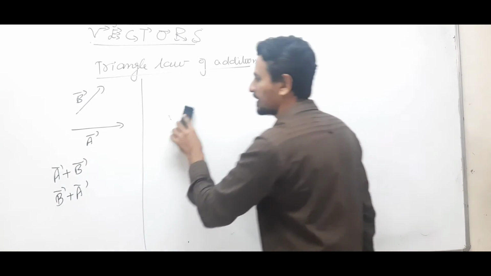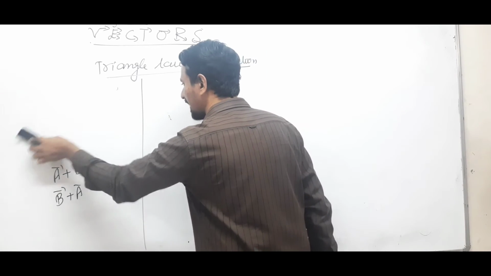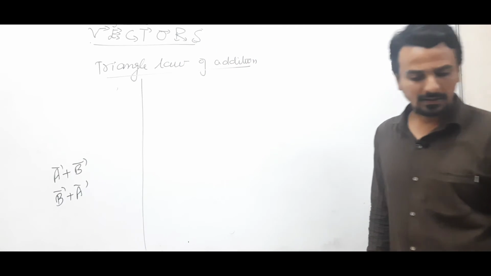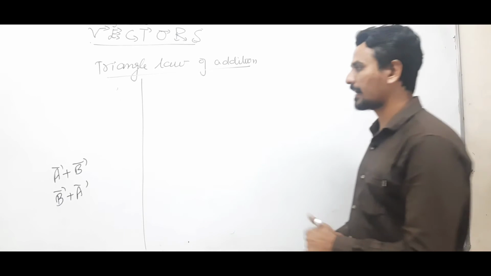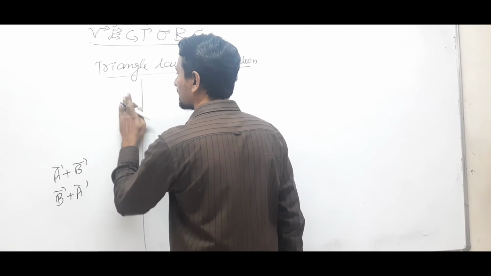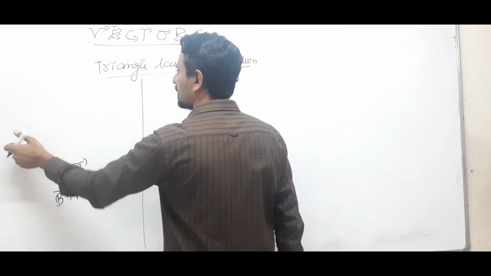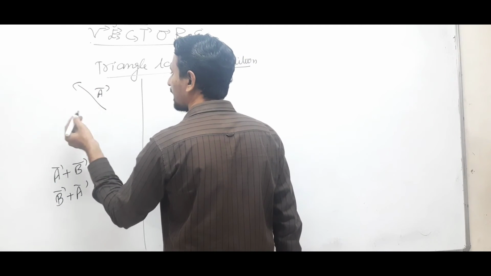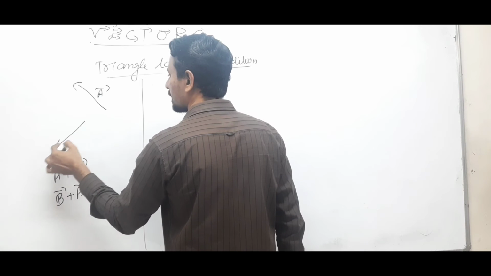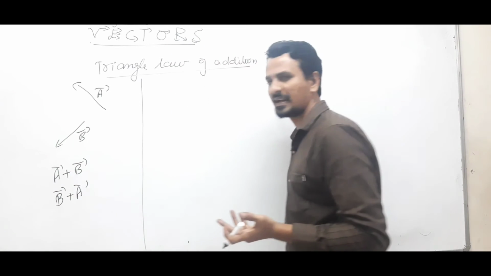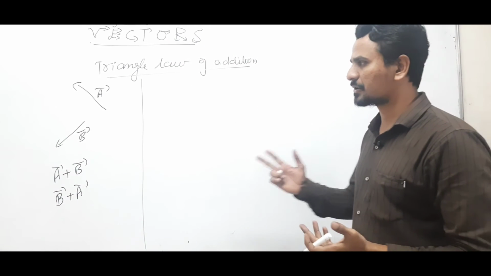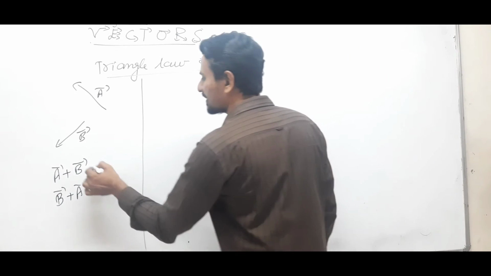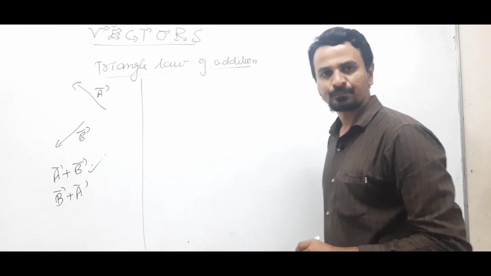See, let us take one more example of addition of two vectors with the help of the graphical method. Suppose this is your vector A, and this is your vector B. Vectors can be inclined in any direction. This is your vector A, this is your vector B. You are being told to find A plus B.